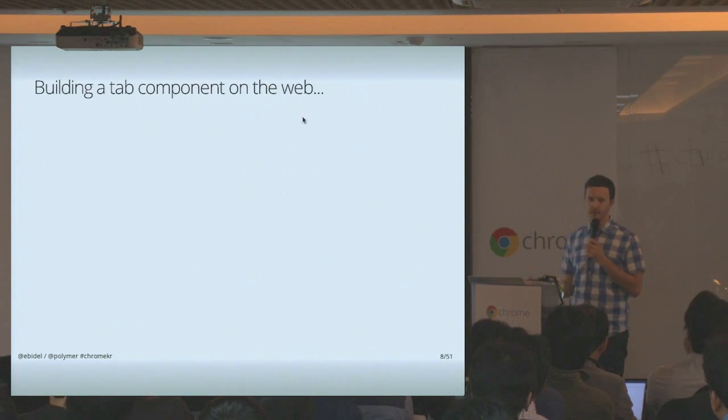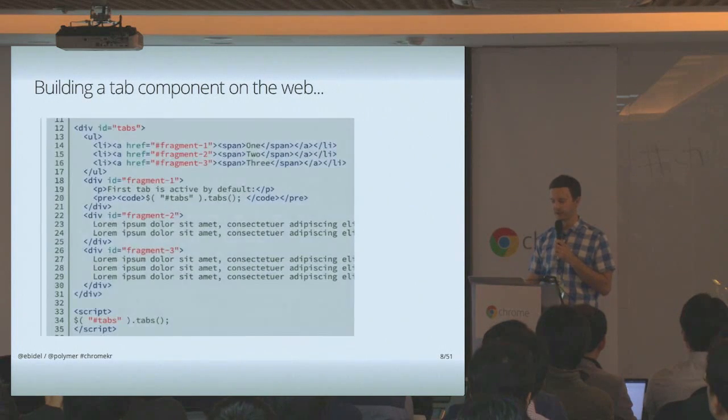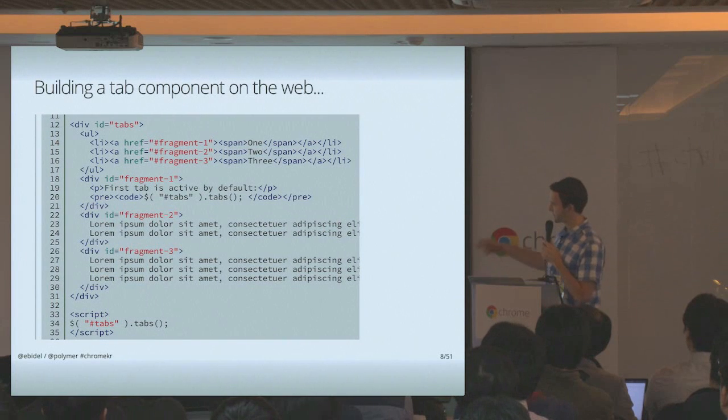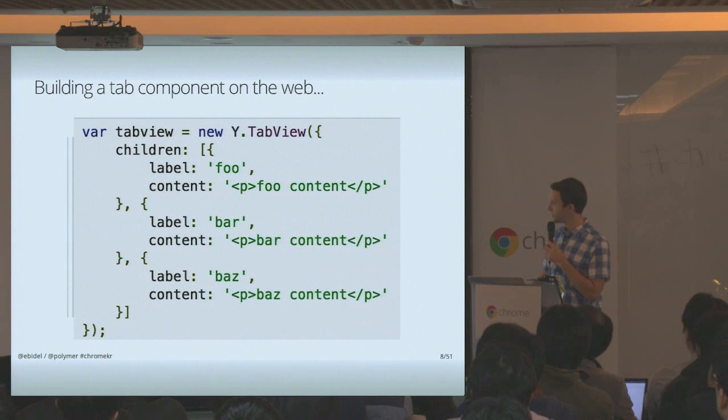So if you take a look at actual real-world examples on the web today, a really quintessential example is a tab component, right? These are everywhere. Every library has a tab component. This is what it looks like in jQuery. There's a bunch of markup. Some of it's meaningless to me. You're overloading sort of ULs and LIs. This is what I believe YUI does, right?